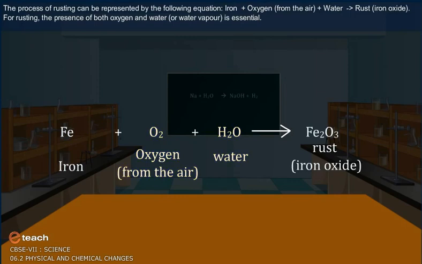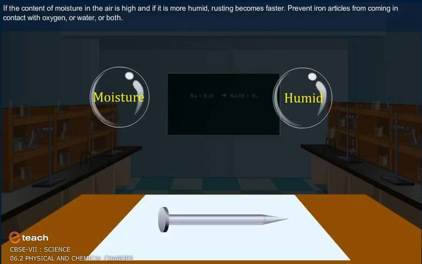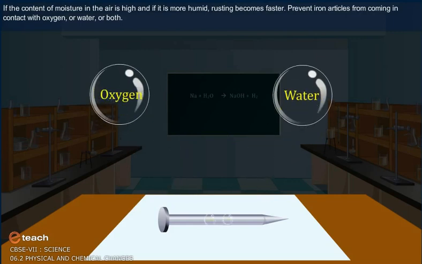Iron (Fe) plus oxygen (O2) from the air plus water (H2O) gives rust, iron oxide (Fe2O3). For rusting, the presence of both oxygen and water or water vapor is essential. If the content of moisture in the air is high and if it is more humid, rusting becomes faster.